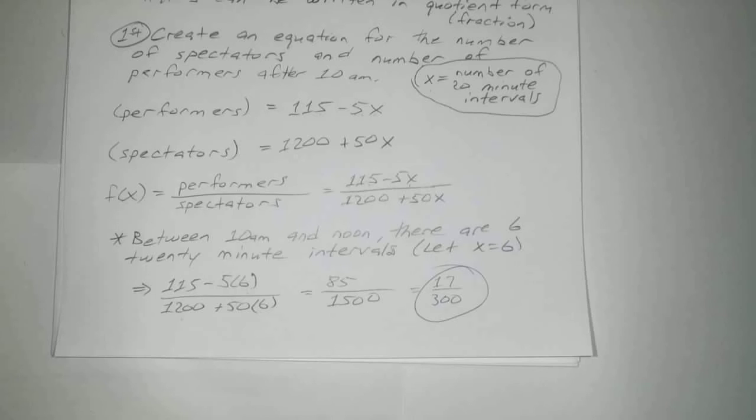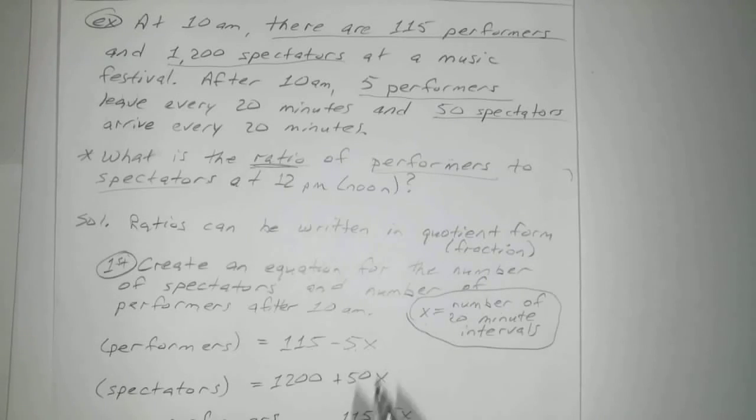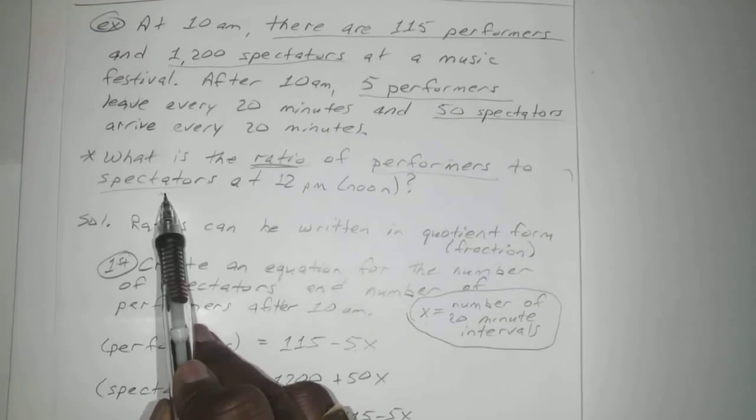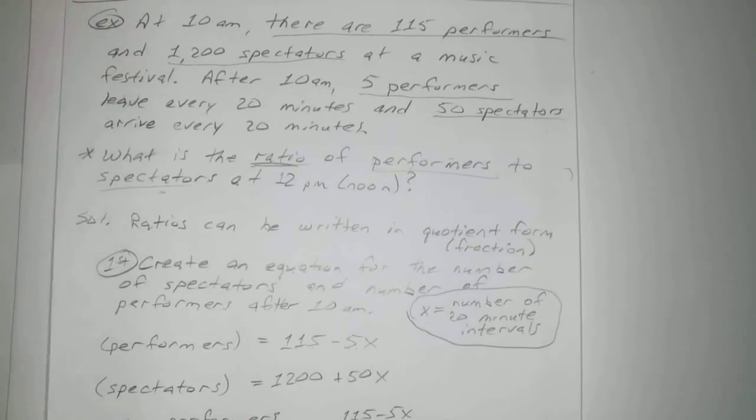Was the placement of performers over spectators just arbitrary? Nope. Actually, let me go back to the sheet there. When you see the ratio of performers to spectators, it's always going to be numerator to denominator. Okay. All right. Does that make sense? Yeah.